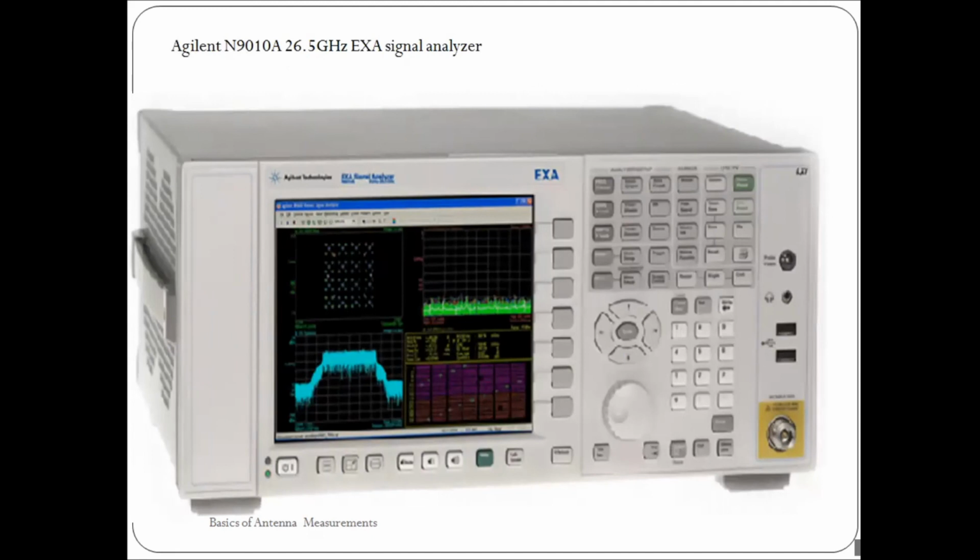You can create any biomedical signal, for example, an EEG signal. You can download an EEG signal and feed it to the device, and transmit that EEG signal with the help of your antenna. You can transmit the signal and receive it with the same kind of signal analyzer at the other end. So you need two signal analyzers.